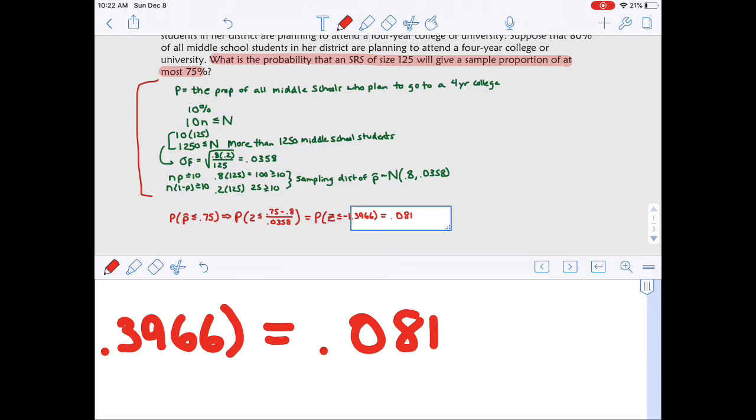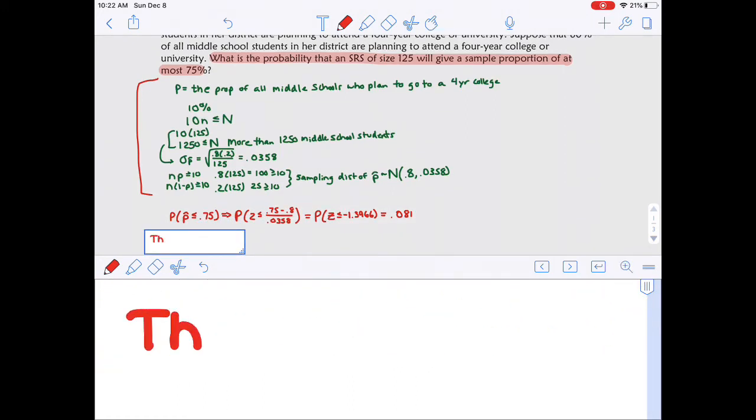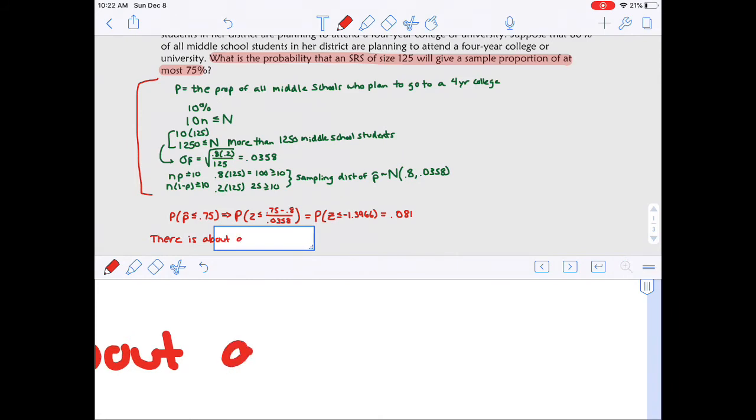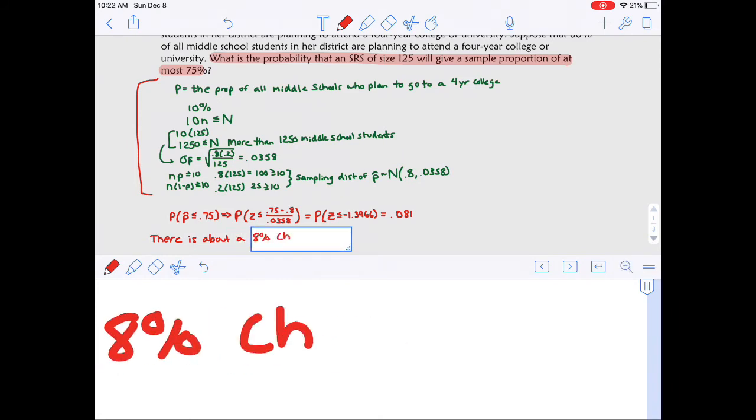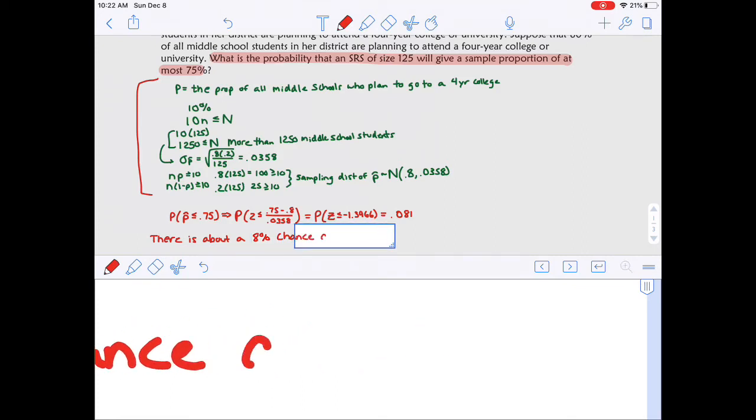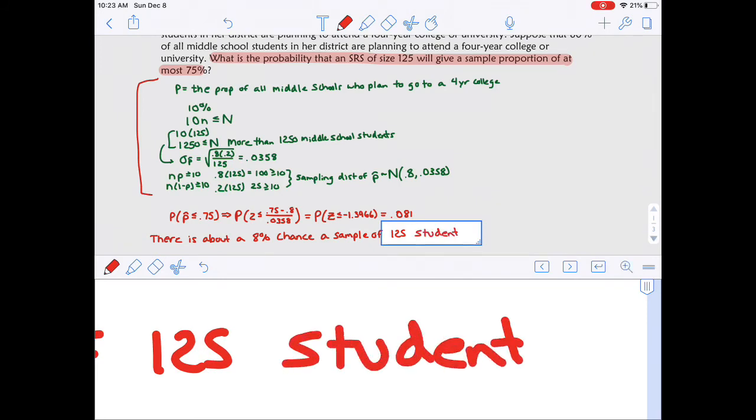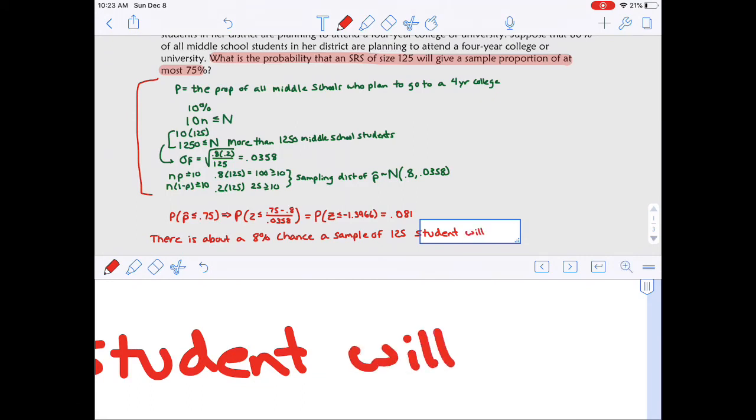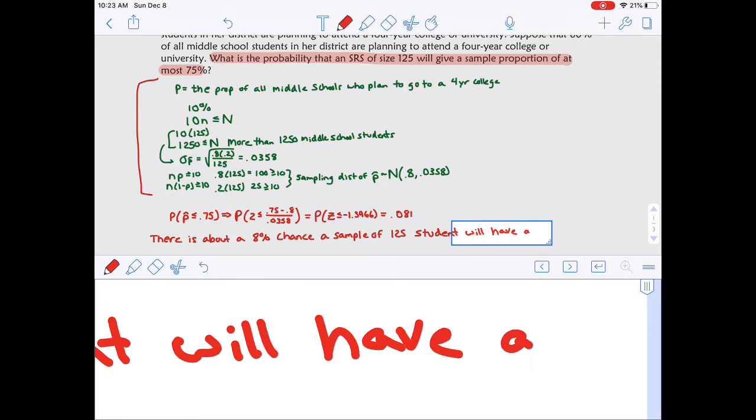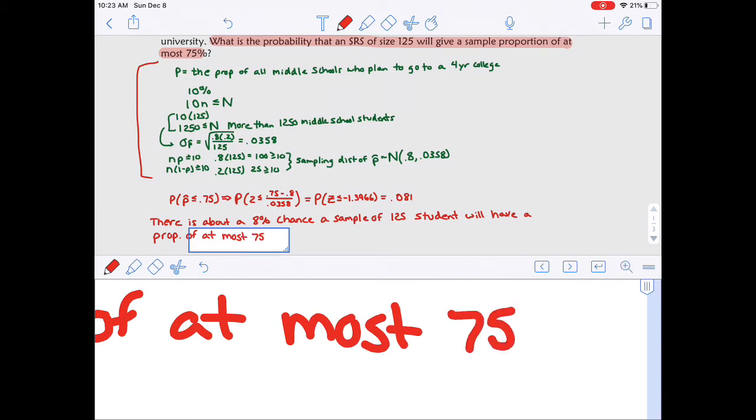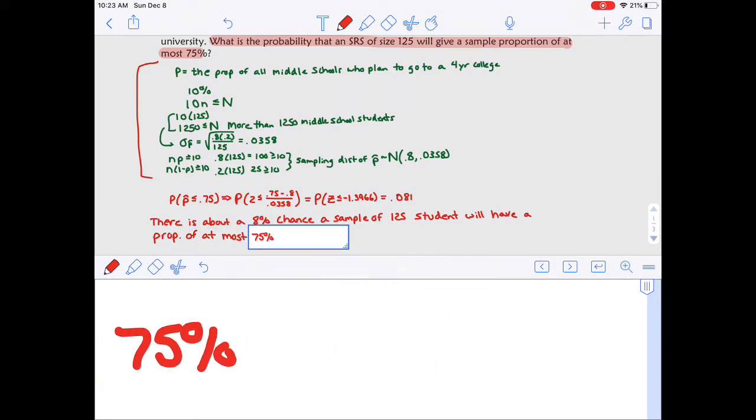Okay. So we go to interpret this. There is about an 8% chance a sample of 125 students will result, or in this case we'll have a proportion of at most 75% of students who want to go to a four-year college.